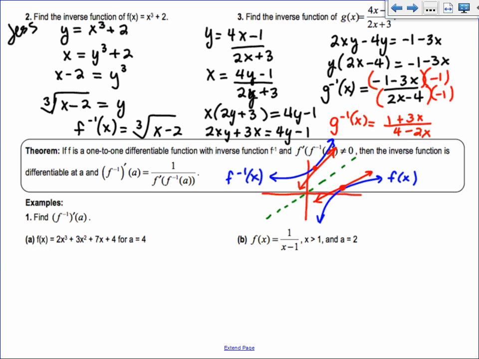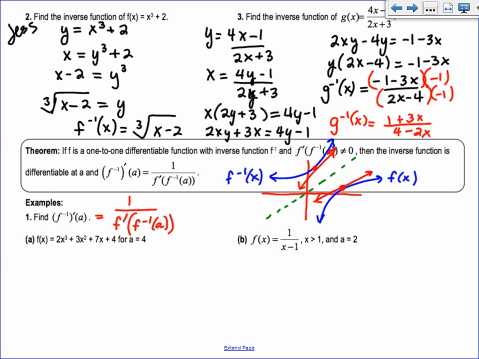Okay, so if you want to find f inverse prime of a, what you have to do is 1 over, so you do the reciprocal, and then you do f prime of f inverse of a. It's kind of weird. I'll explain what that means.